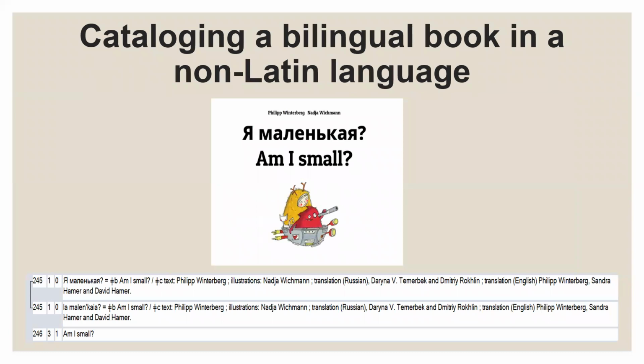So cataloging a bilingual book that's English and a non-Latin script is similar to cataloging a bilingual book that is in two forms of Latin script. The equal sign still precedes the subfield B for the second title, and you will still need to include the transliterated text for the non-Latin script. As in other bilingual books, be sure to include a MARC tag 246 for the second title.